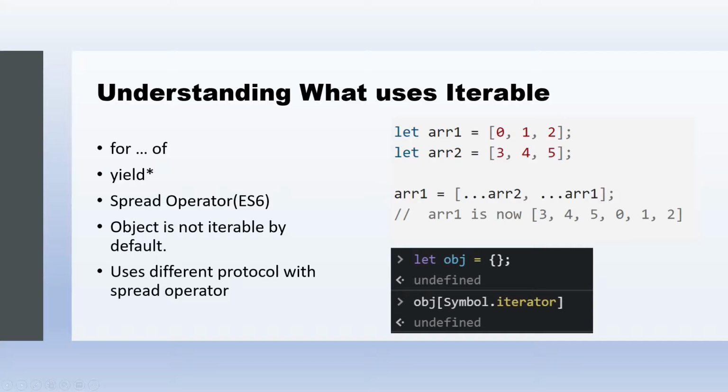So let's talk about what uses iterable in JavaScript. The two expressions that use iterable as a requirement are the for-of loop we've just looked at, and also the yield star expression. The yield star is commonly found in generator functions to delegate parts of the functionality to another generator function. And you might have also seen iterable work with the spread operator, which is very common, especially if you're working with arrays.